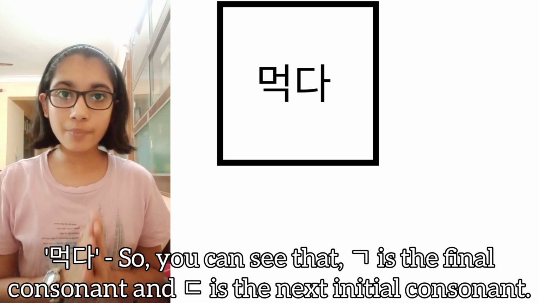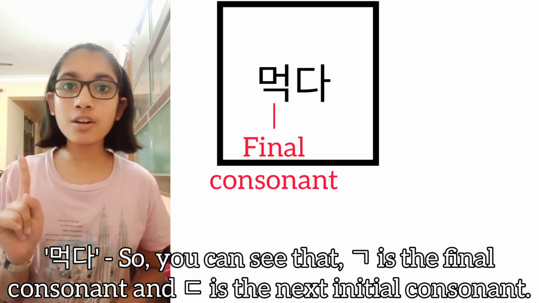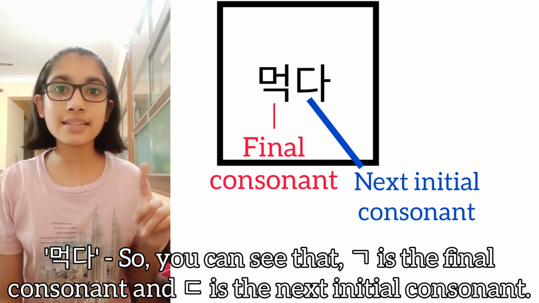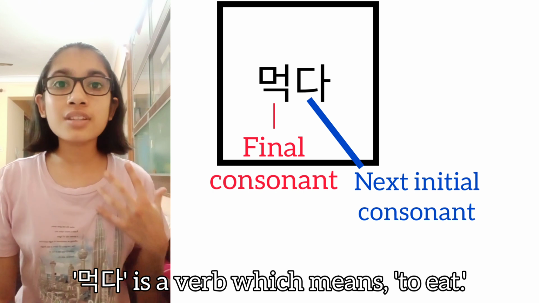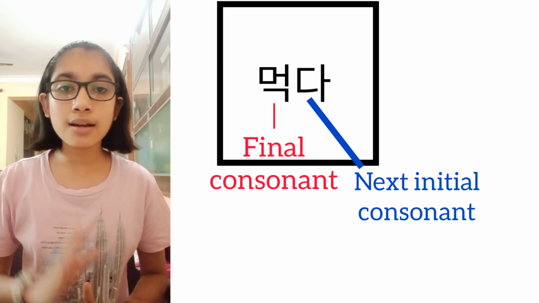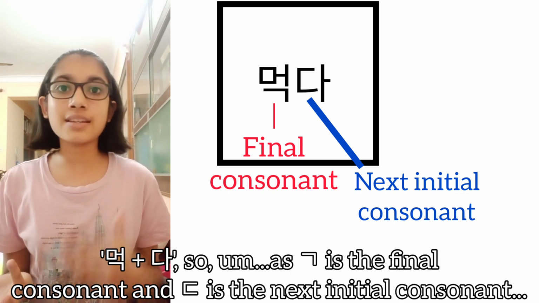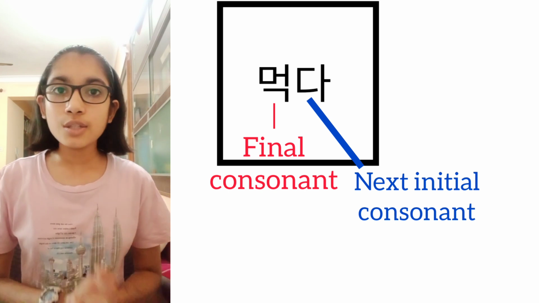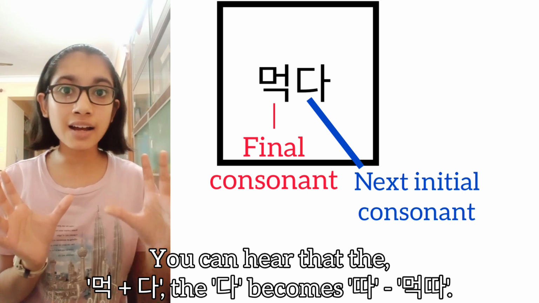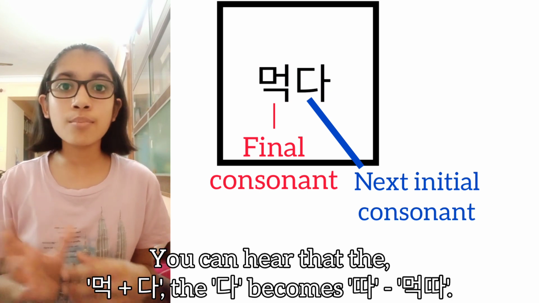Number 1, bokta. So you can see that gyok is the final consonant and tigit is the next initial consonant. Bokta is a verb which means to eat. Bok plus tha. So as gyok is the final consonant and tigit is the next initial consonant, you can hear that the mok plus tha, the tha becomes da, bokta.